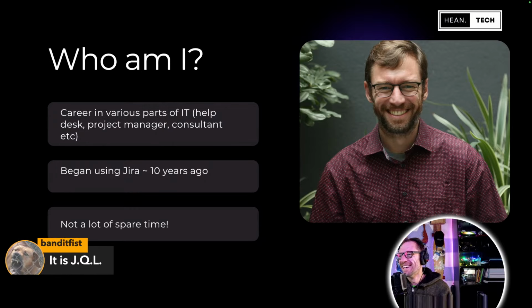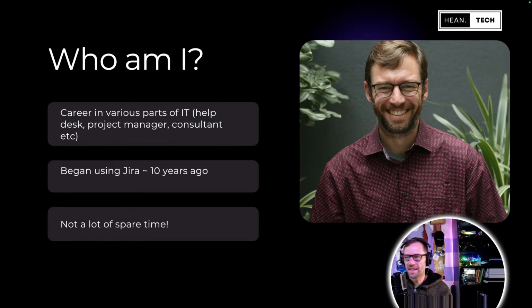I like to pronounce it JQuil. JQL is Jira Query Language. So if you hear me say JQuil, that is what I'm referring to. In the same way that SQL is Structured Query Language. There's also AQL, which is Asset Query Language. I'll talk about that one in different trainings.